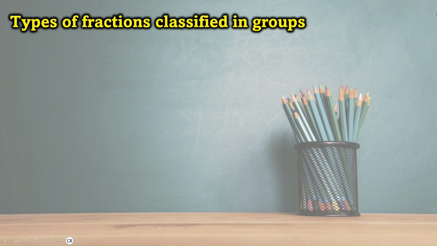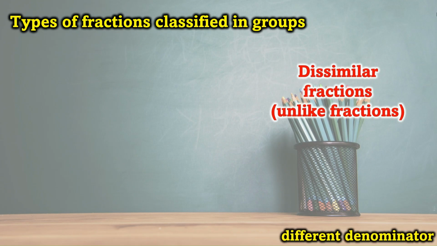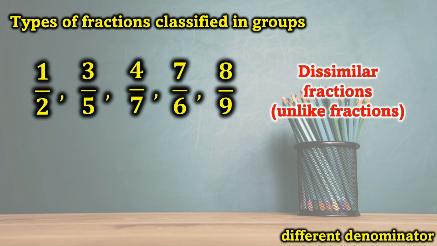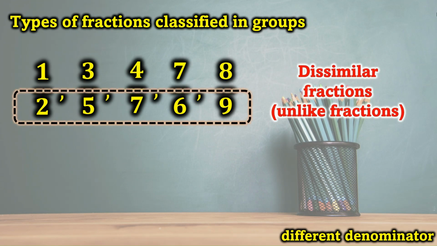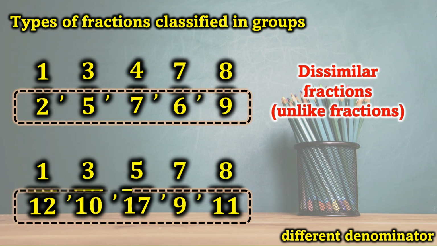The fractions which have unequal denominators, or different denominators, are called dissimilar fractions, or unlike fractions. For example, 1/2, 3/5, 4/7, 7/6, 8/9 are unlike fractions. Some examples we have 1/12, 3/10, 5/17, 7/9, 8/11.